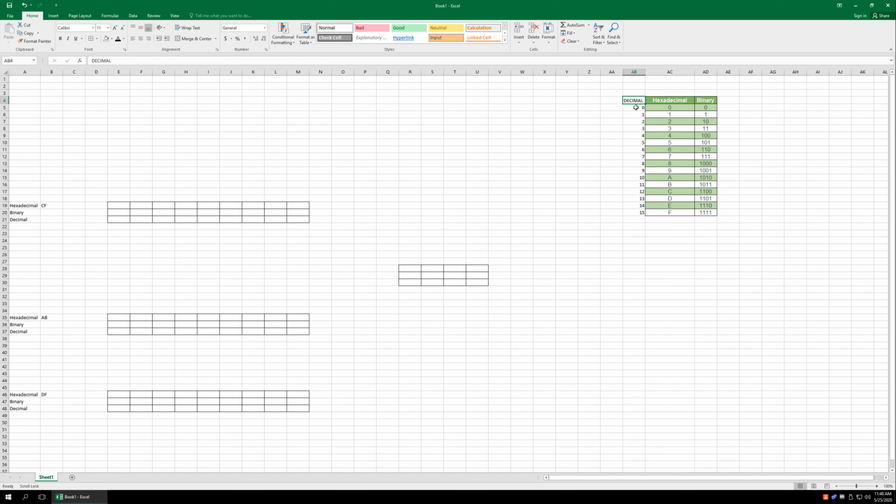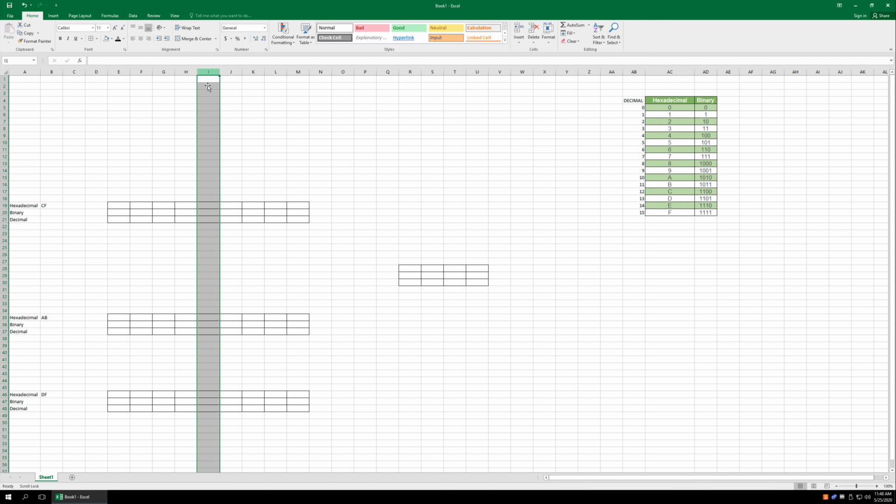With this expanded table, we can see that decimal now is 16 values, or base 16, 0 through 15. So you can see that A would be 10, B would be 11, C would be 12, D would be 13, E would be 14, and F would be 15.